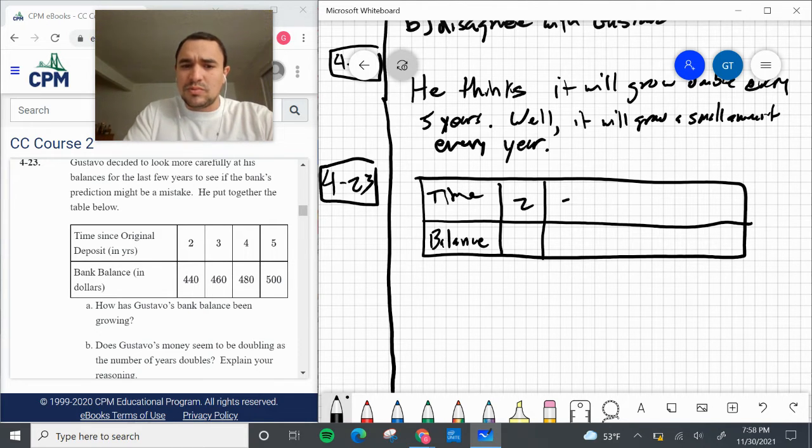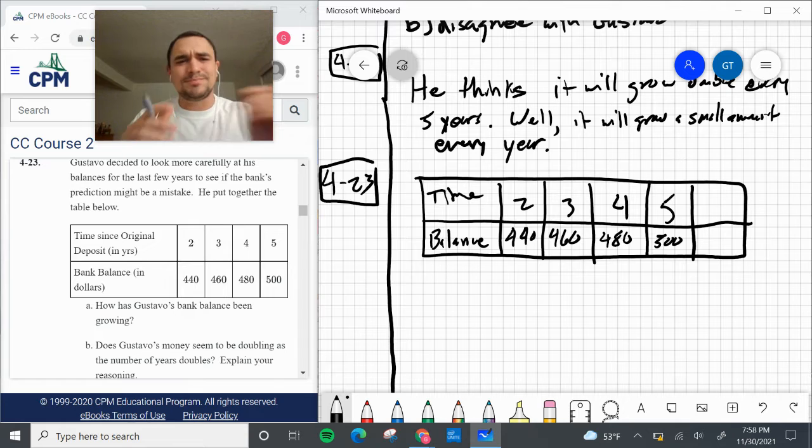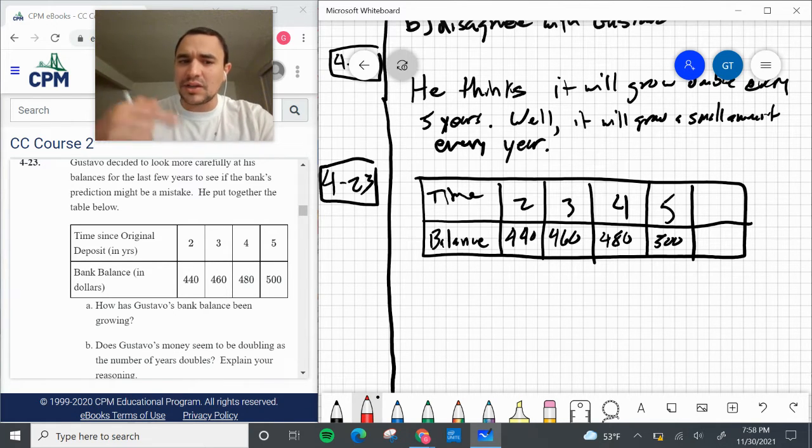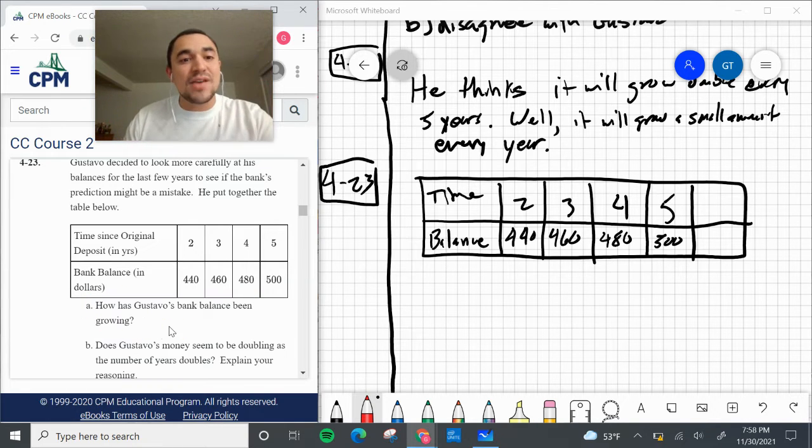And it says 2, 3, 4, 5. I'm going to leave a space. I never know if I need more space. But it says 440, 460, 480, and 500. So this is what the bank is doing. What is happening over this time? And how has it been growing every single step?